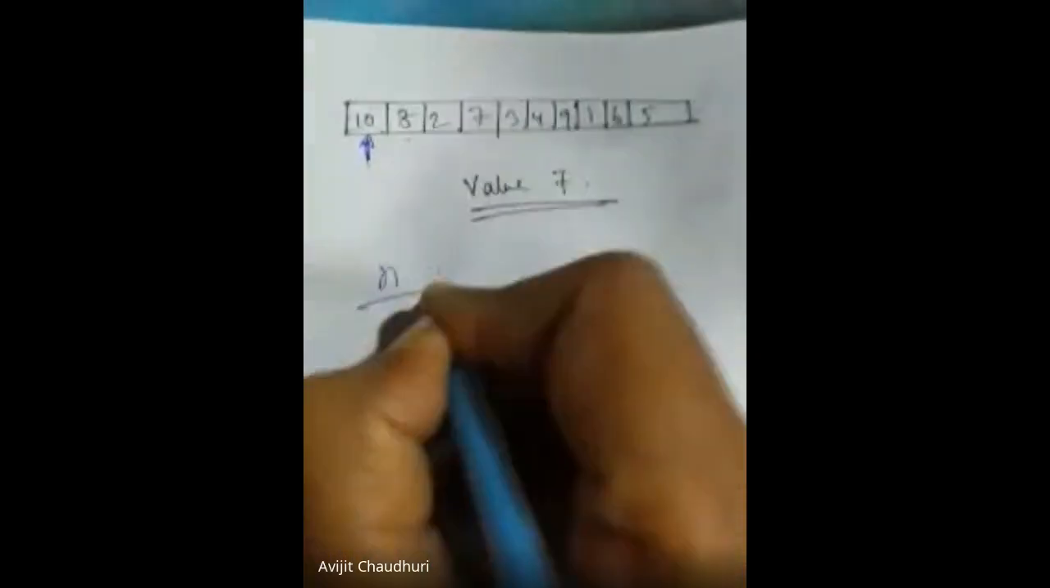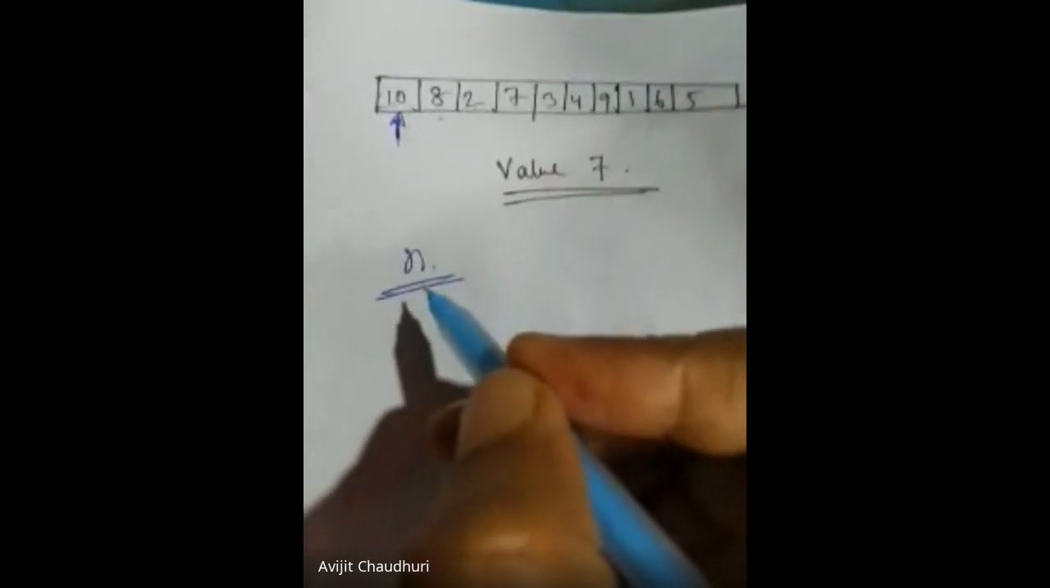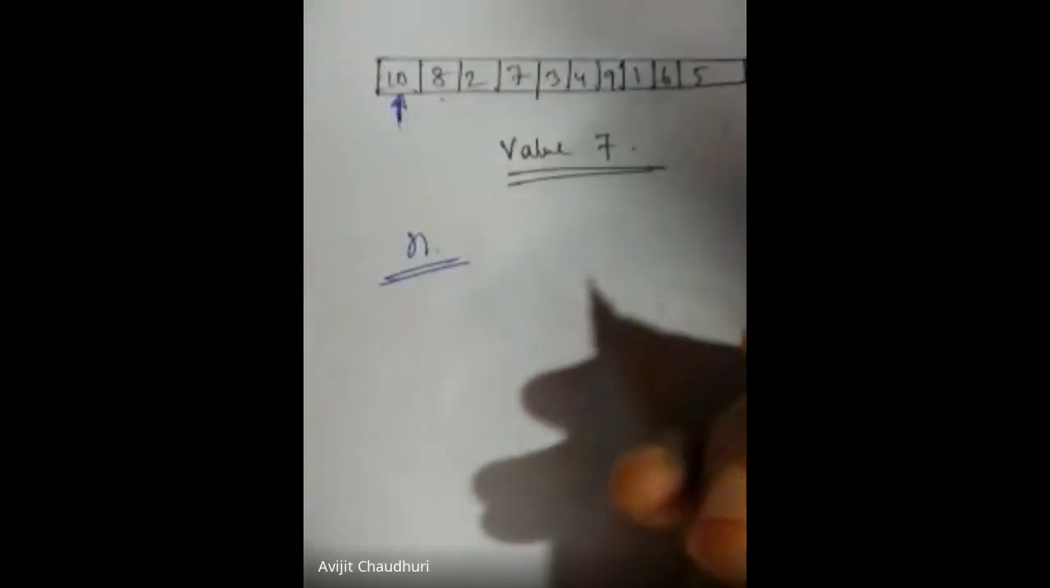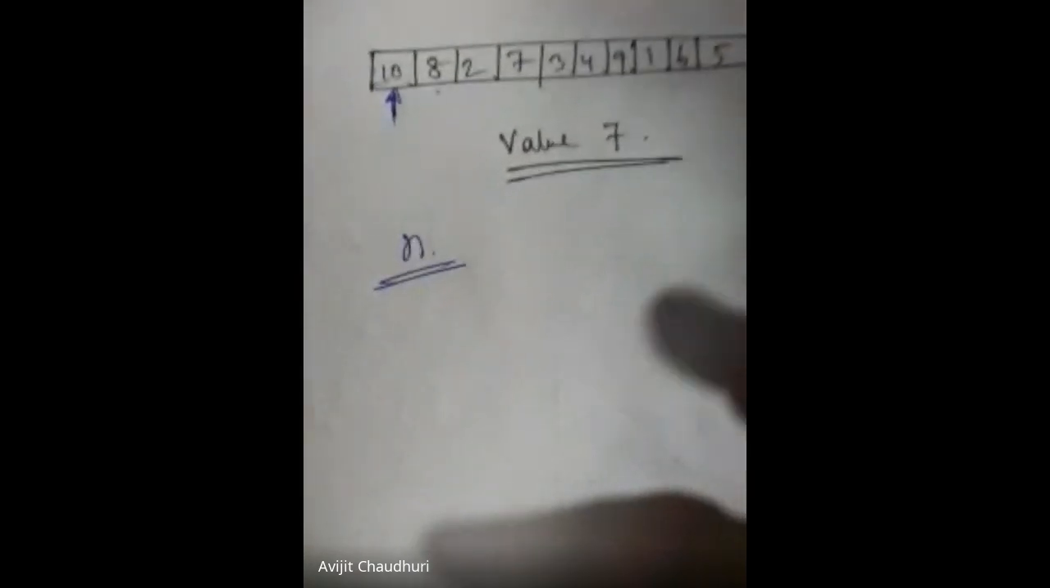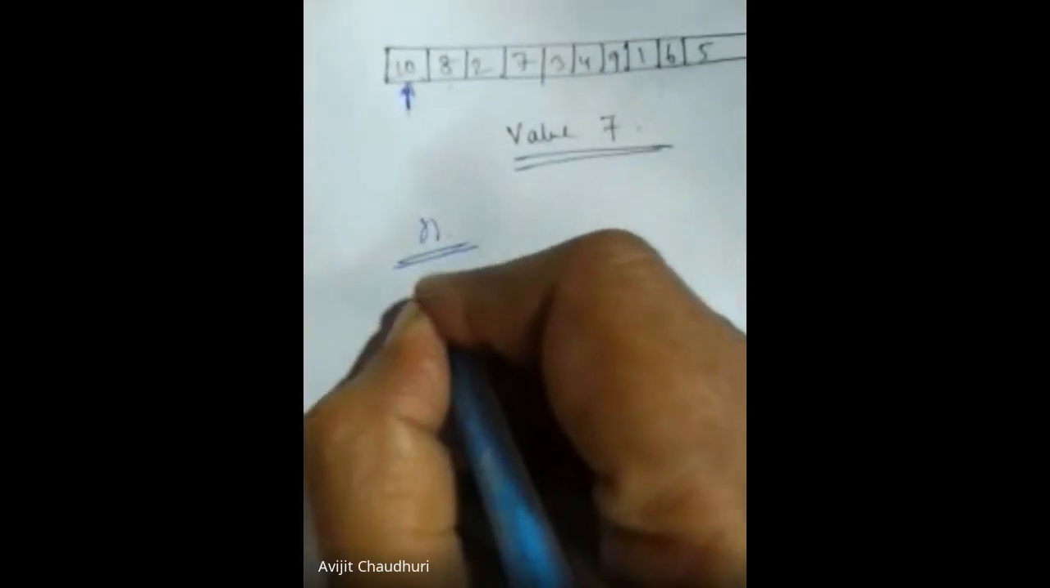So here what will be the maximum number of comparisons? N number of comparisons. Is it not? Yes, sir. Maximum n number of comparisons, suppose the last element. So we are comparing n number of elements. So here complexity will be big O of n. And how will the algorithm be there?